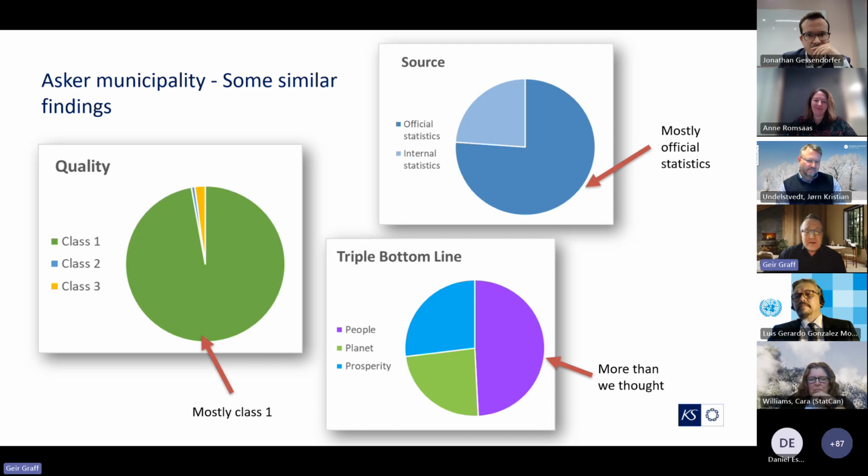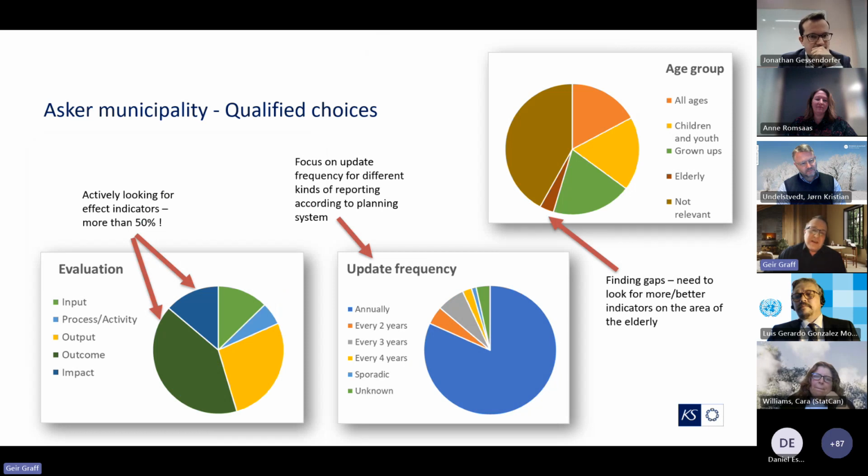There is also an overweight on social indicators because they are interrelated with both the economic one and the environmental one. Then other findings. What they have been doing very well is to look for effect indicators among these 300 possible candidates. So they have actually landed an indicator set for our municipality where, as you can see here, the impact and the outcome part are more than 50% of the chosen indicators. So they have used the taxonomy to actively find these.